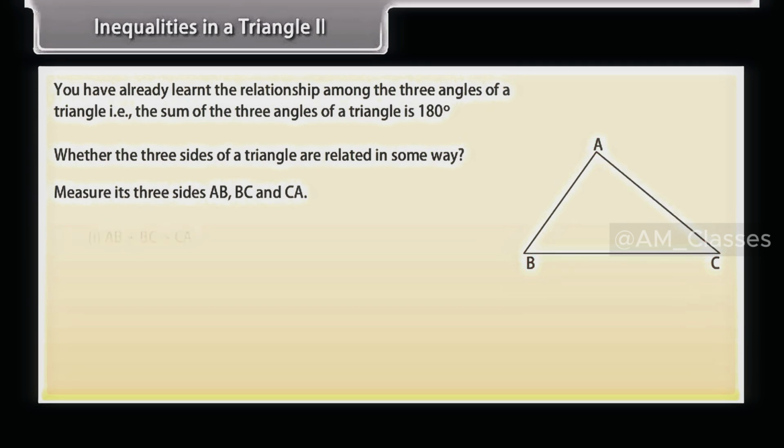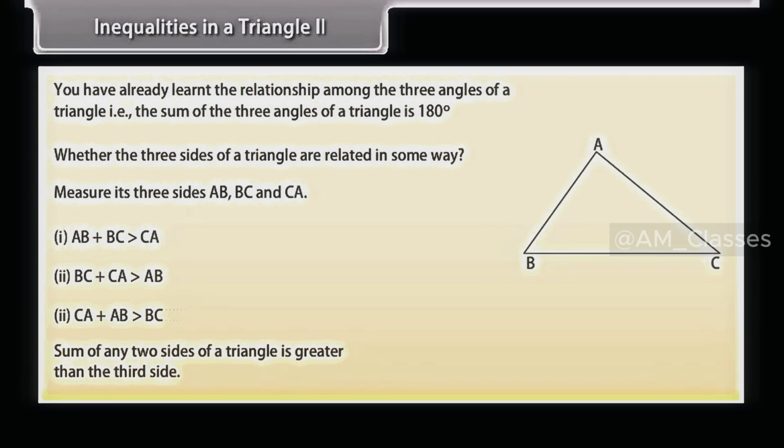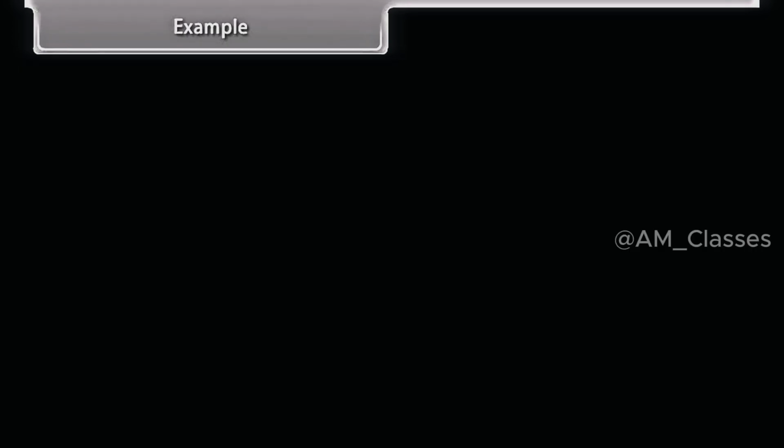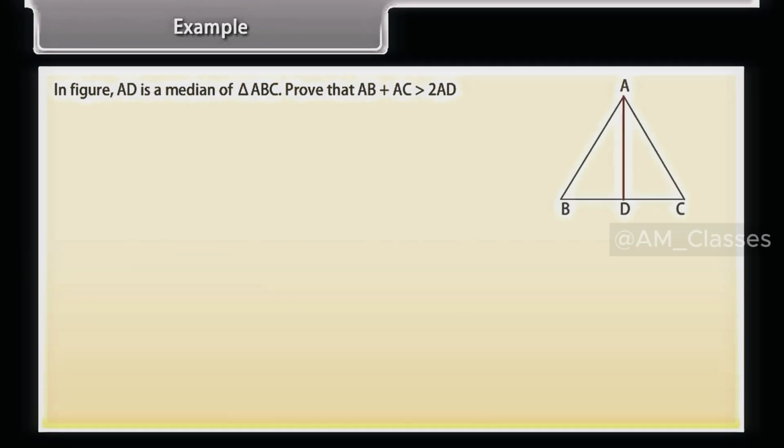We observe that 1. AB plus BC is greater than CA, 2. BC plus CA is greater than AB, and 3. CA plus AB is greater than BC. Thus, we conclude that the sum of any two sides of a triangle is greater than the third side. Example. In figure, AD is a median of triangle ABC. Prove that AB plus AC is greater than 2AD.